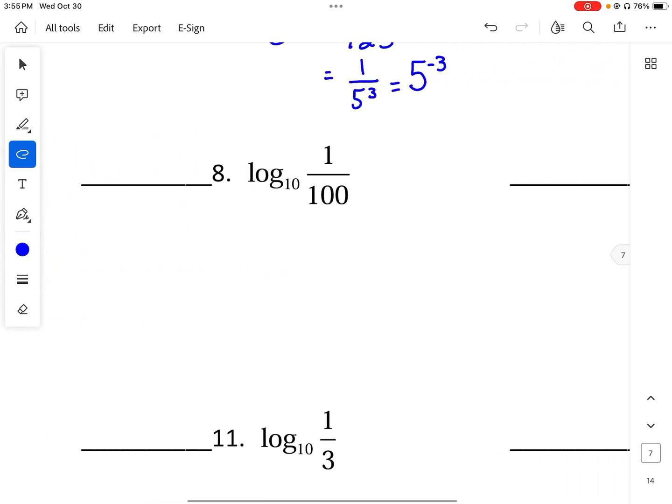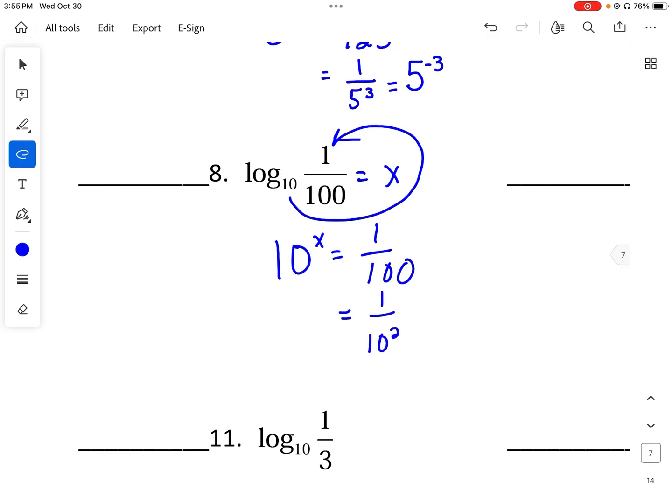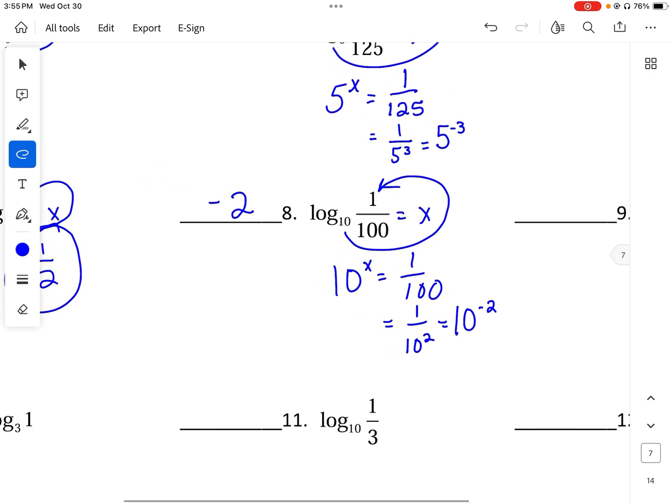Okay, let's go to the next one. Equals x, swirl it. 10 raised to the x equals 1 over 100. Well, this is kind of like the other one I had to reduce. So 1 over 10 squared, which would end up being 10 to the negative 2. So the value is negative 2. All right, that is all we are going to do on this video.